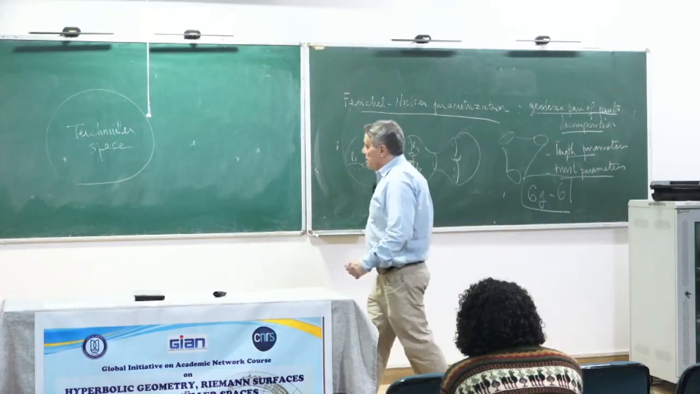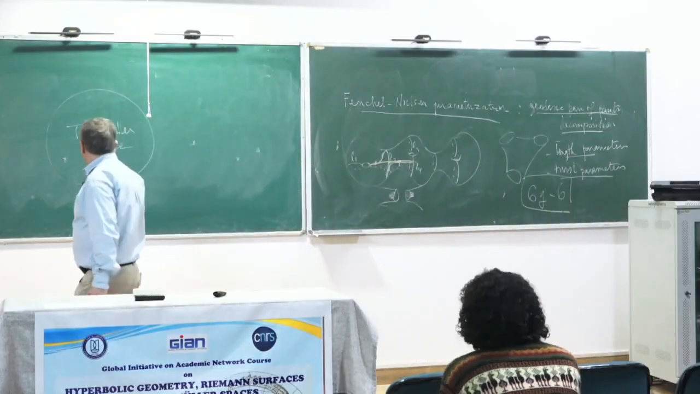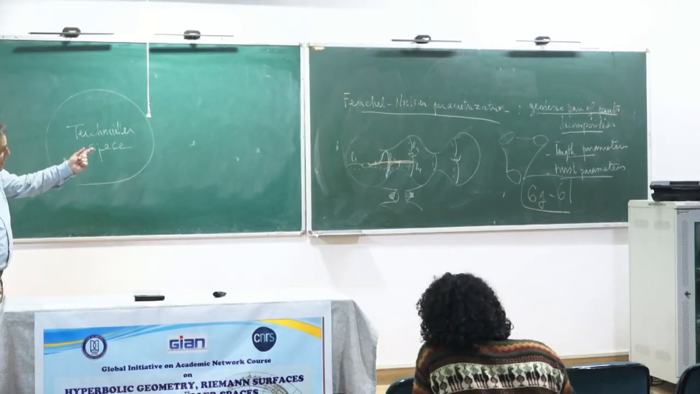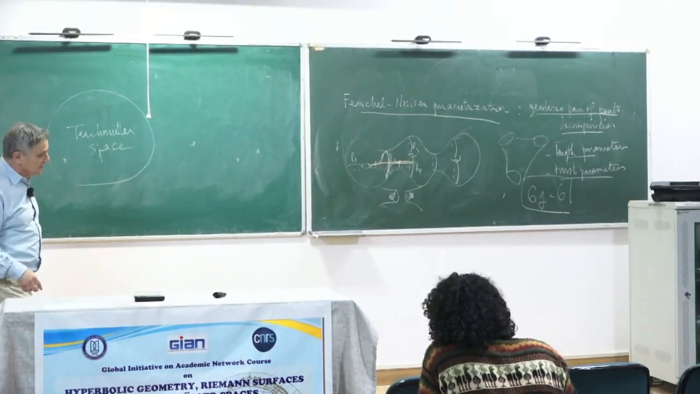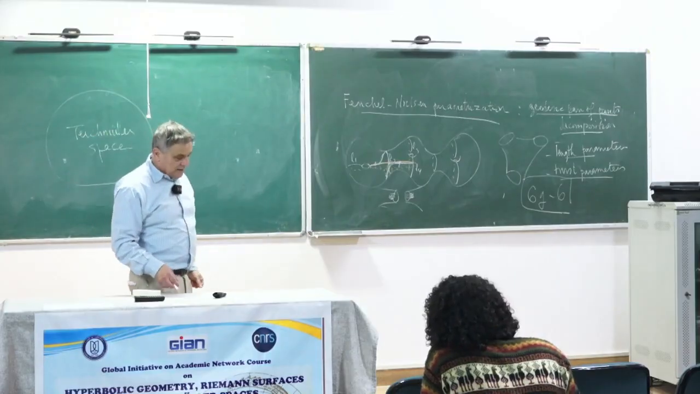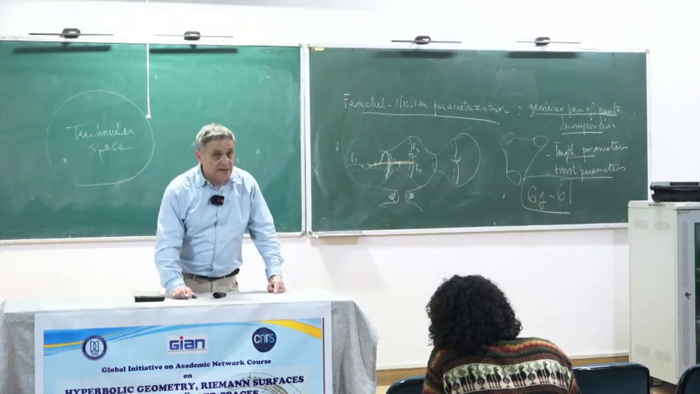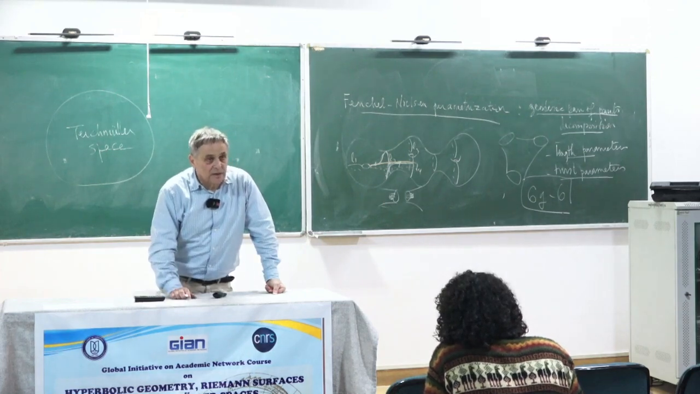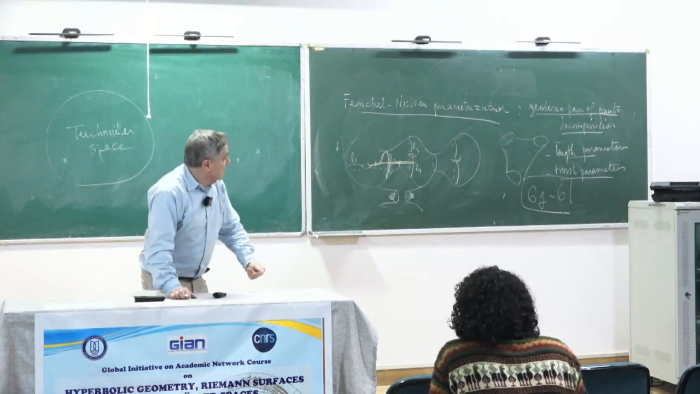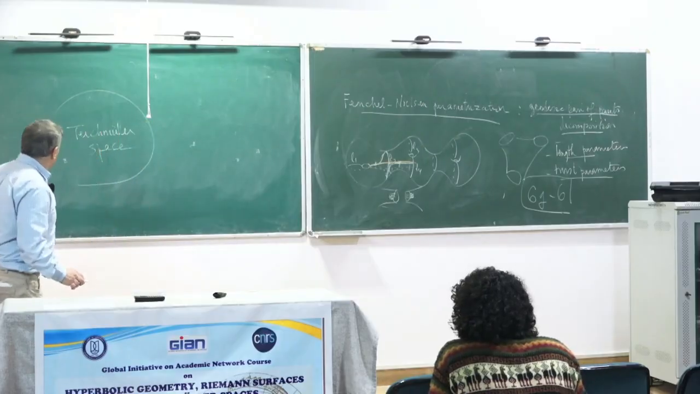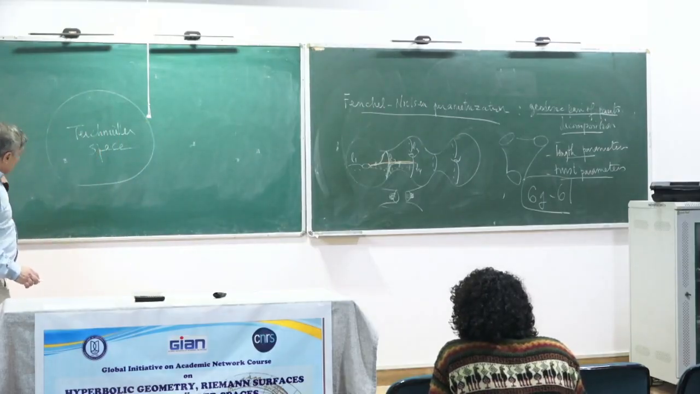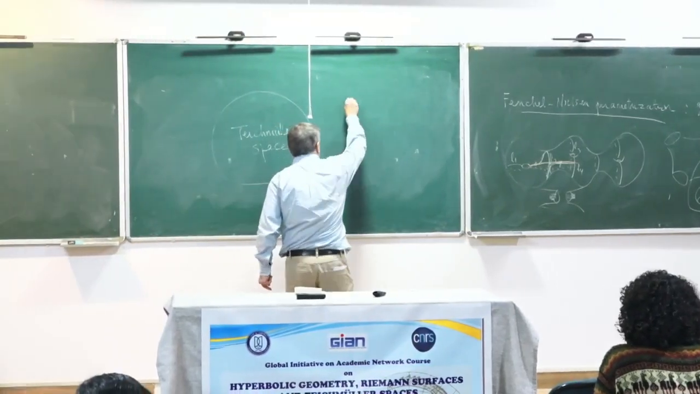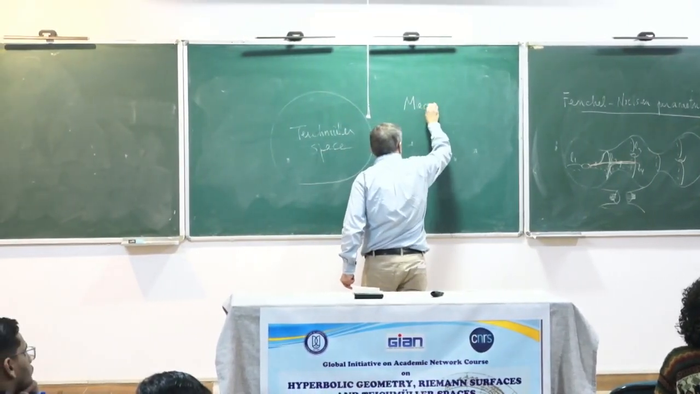So this is one parametrization of Teichmüller space. There are other parameterizations. This is the most ancient one and the one which is natural, which everybody can understand. Last time we talked about, I started talking about measured foliations.